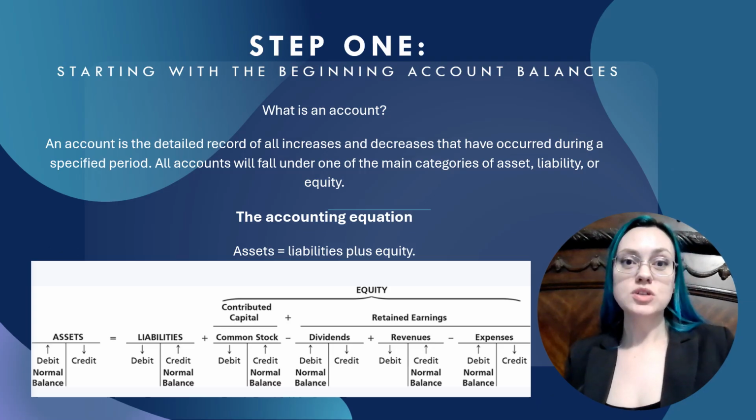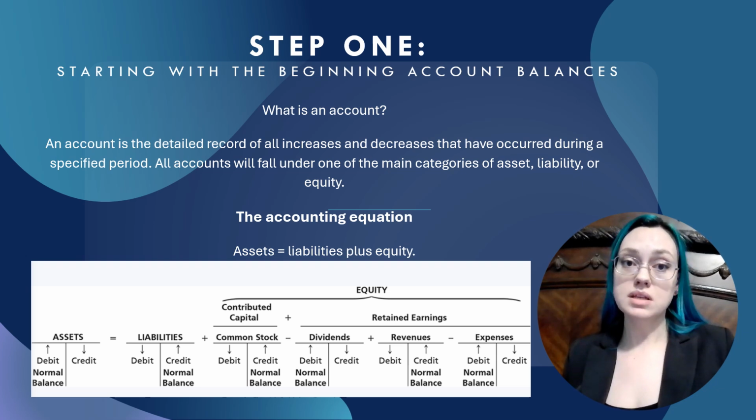Step 1, starting with the beginning account balances. In this step, it is important to check for accuracy and to catch incorrect or false information. So what is an account? An account is a detailed record of all increases and decreases that have occurred during a specific period. All accounts will fall under one of the main categories of assets, liabilities, or equity.